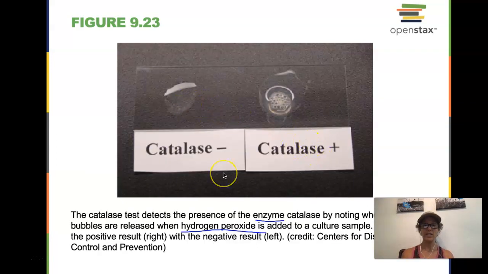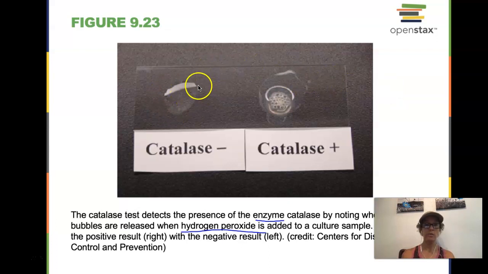The catalase test, detecting the enzyme catalase, which doesn't tell you anything about what the enzyme does, except that it is an enzyme. Catalase catalyzes the breakdown of hydrogen peroxide into water and oxygen. This will be exercise 5-4 in the lab portion.